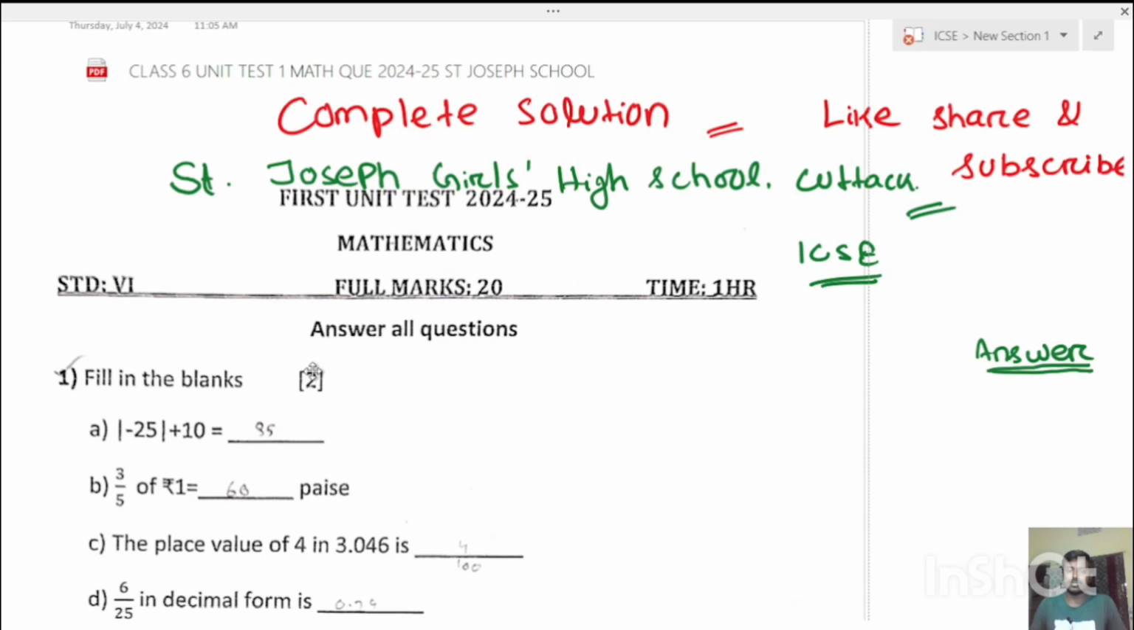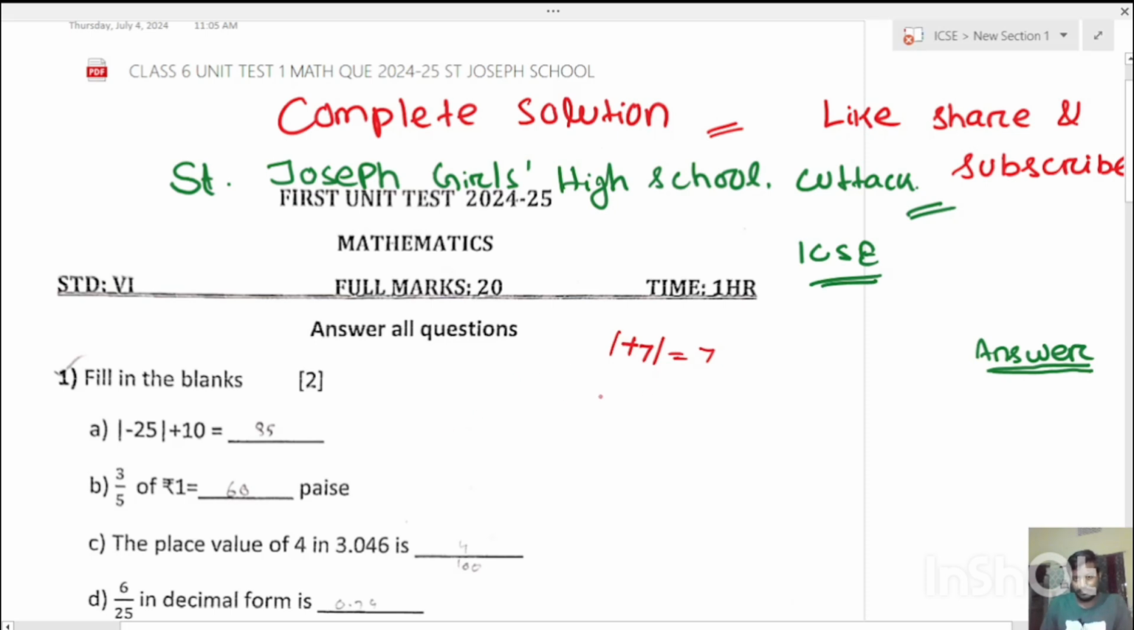First question, question number 1. Fill in the blanks. Full mark 20. Time 1 hour. Question number A: minus 25 absolute value plus 10 equal to dash. We know that the absolute value of any number, suppose plus 7 absolute value, is equal to only 7.